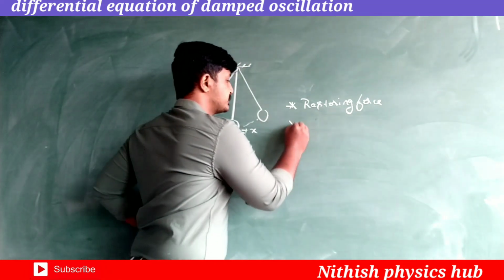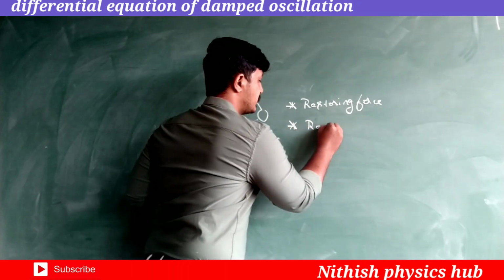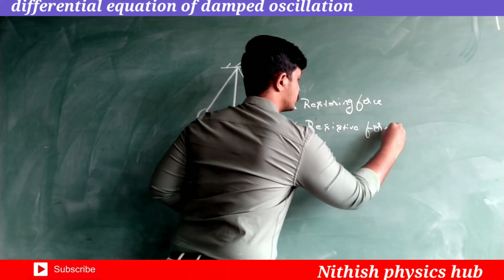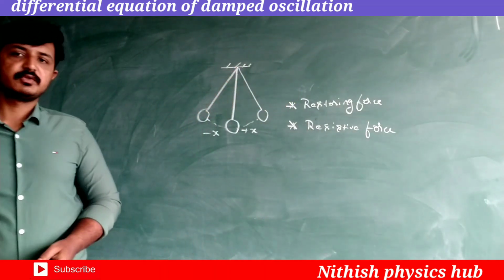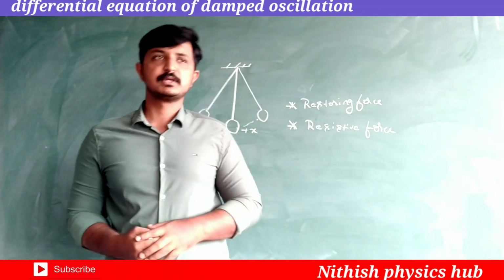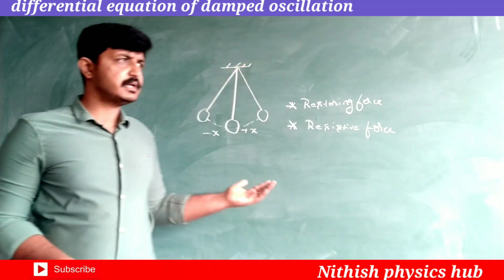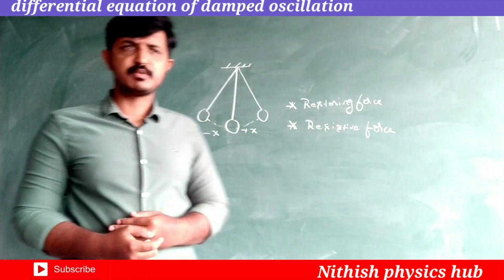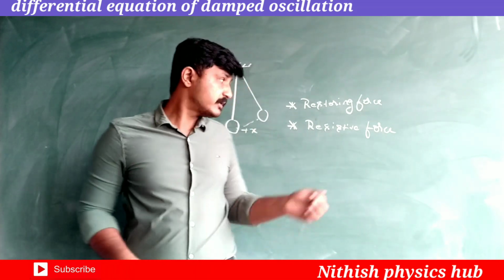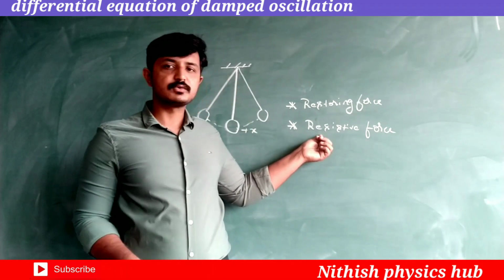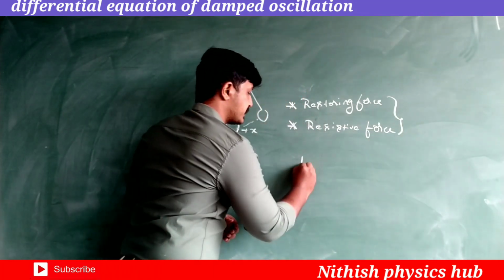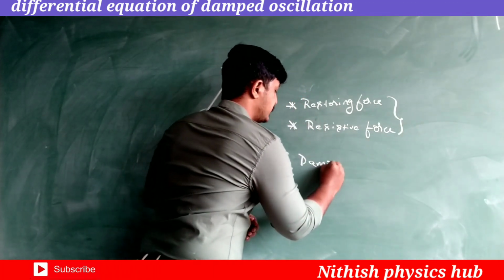And another force is the resistive force. So another type of force acting on a body is called the resistive force. The resistive force can be pressure, atmospheric pressure, or any opposition force by external agents. The combination of both will impact the damping.